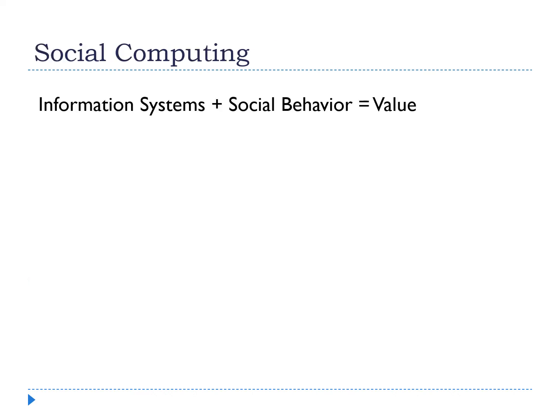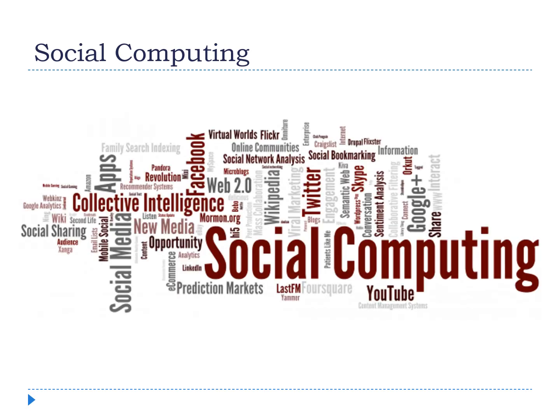Okay, let's move on and discuss social computing. Social computing is the combination of information systems and social behavior. This combination creates value for business. From this figure, we can identify some keywords in social computing. For example, social media, apps, Google+, YouTube, Twitter, Facebook, collective intelligence, prediction markets, and Web 2.0.